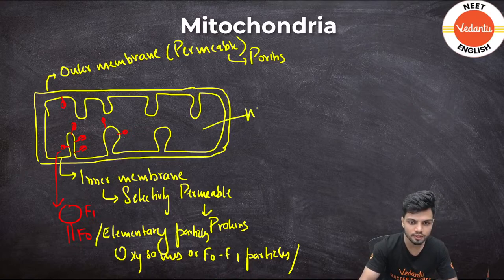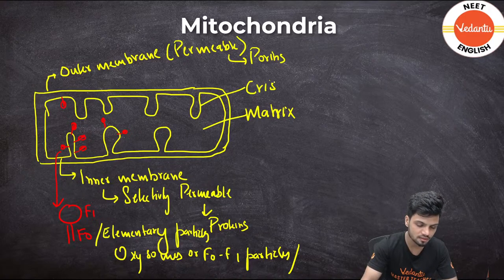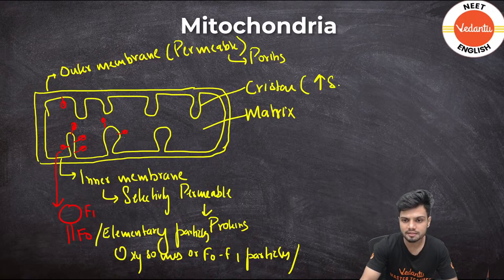Now this middle part is called what? Matrix. This is called your cristae. Now what is the function of cristae? Cristae increase the surface area.